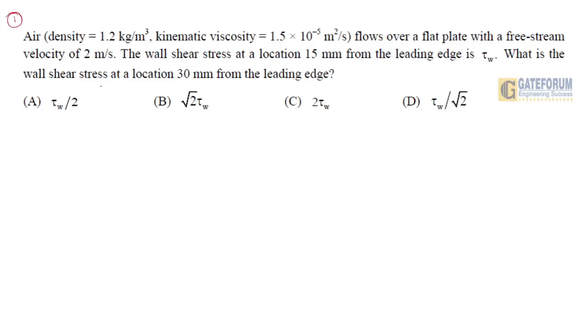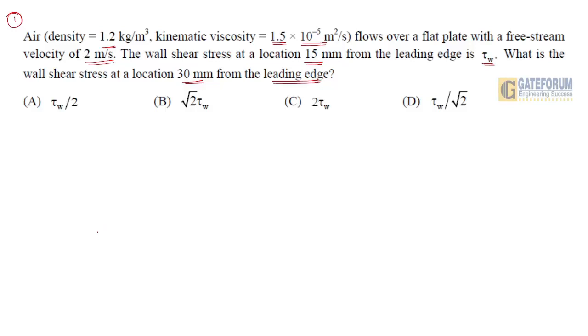Air of density 1.2 kg per meter cube with kinematic viscosity 1.5 into 10 power minus 5 meter square per second flows over a flat plate with a free stream velocity of 2 meter per second. The wall shear stress at the location 15 mm from the leading edge is tau W. What is the wall shear stress at a location of 30 mm from the leading edge? The question is from boundary layer theory.